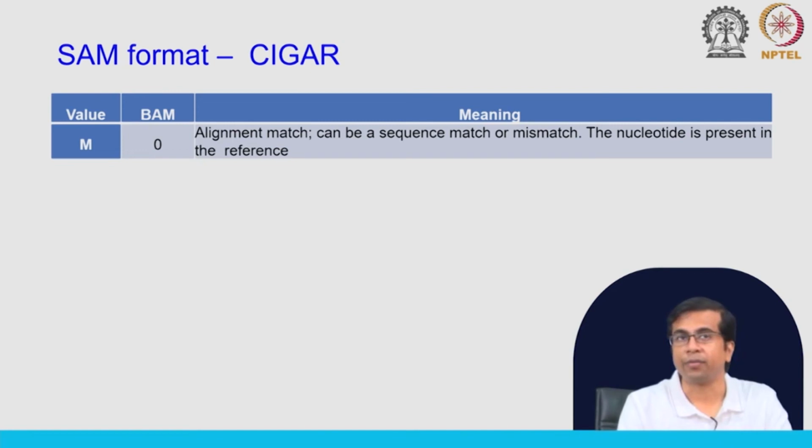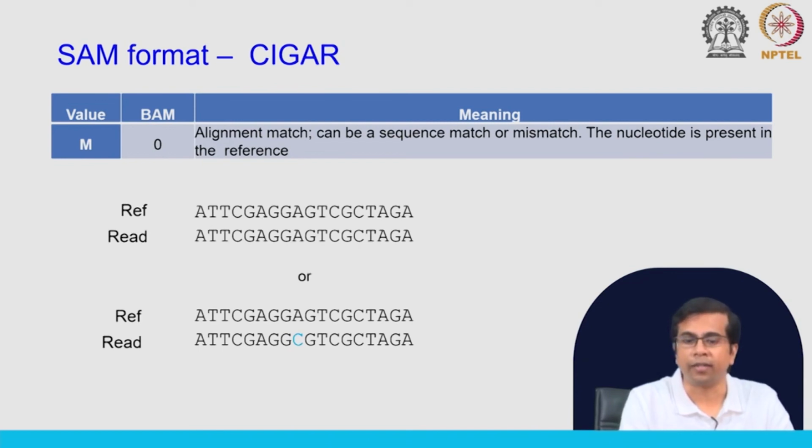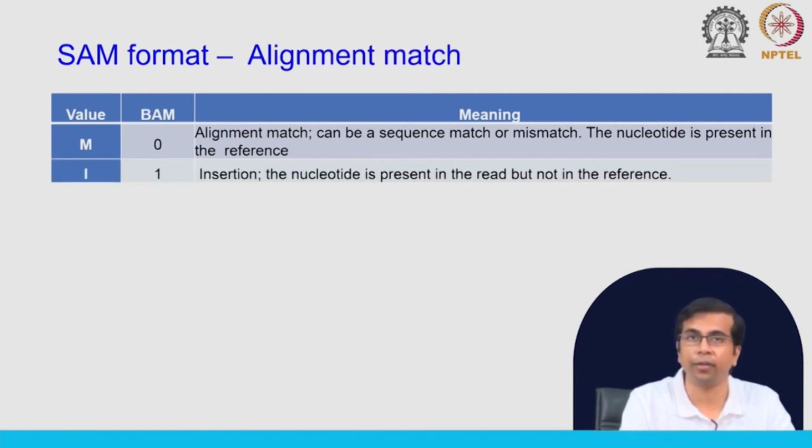M stands for alignment match. Do not confuse this with sequence match or mismatch. This means that a nucleotide is present in the reference sequence. So, for a read you have a reference sequence base. This means there is a match or mismatch and there is no indel, no insertion or deletion. You cannot interpret whether there is a base mismatch or base match. What it simply tells is that there is a base corresponding to the read in the reference sequence and there is no insertion or deletion.